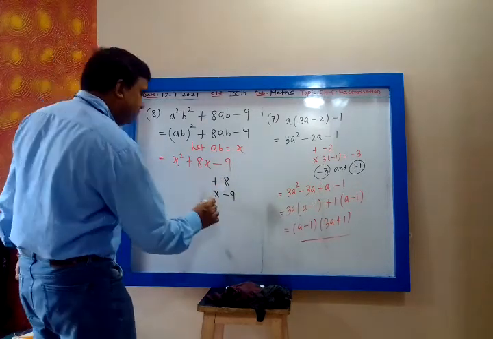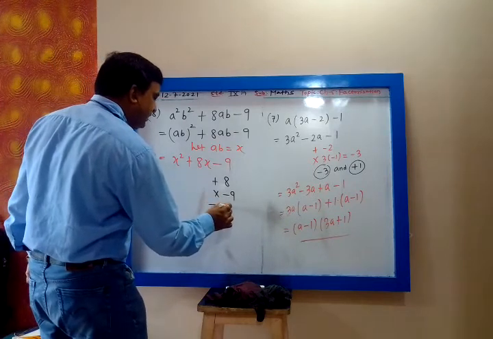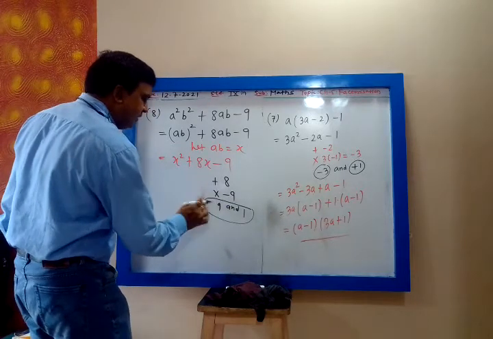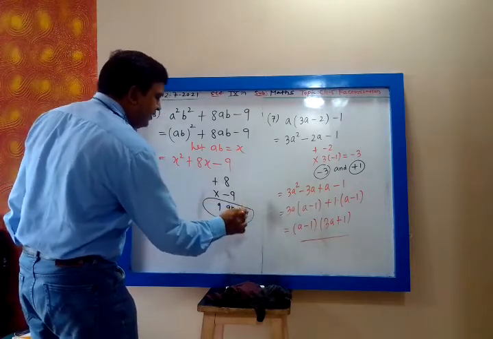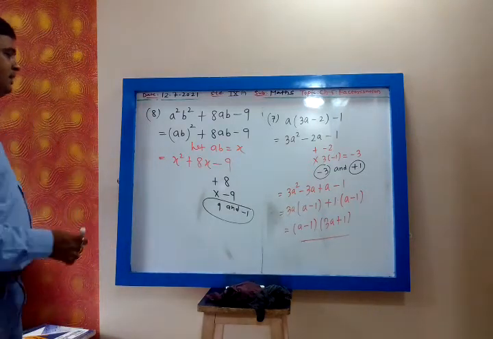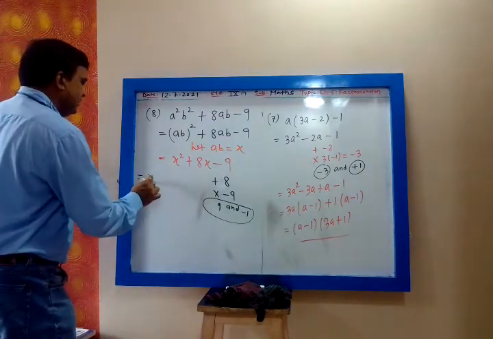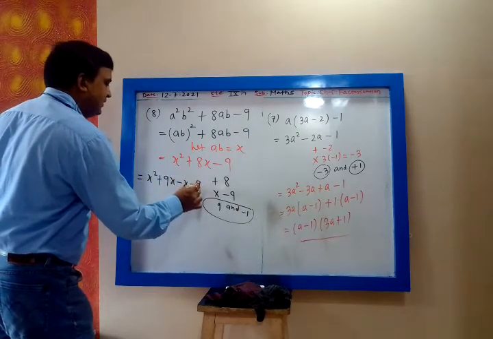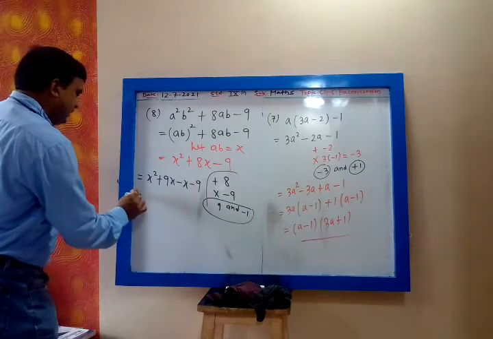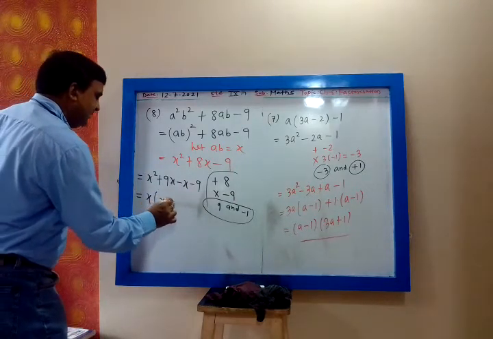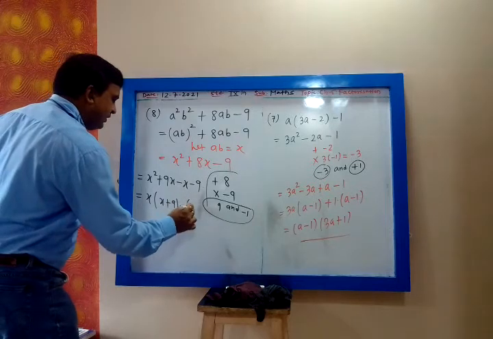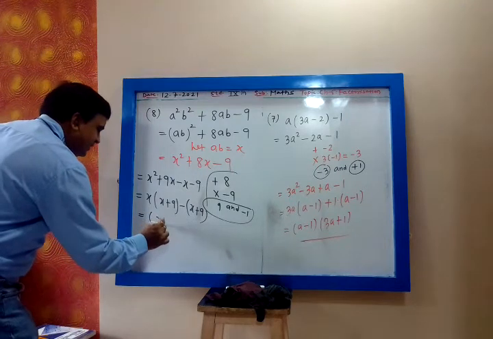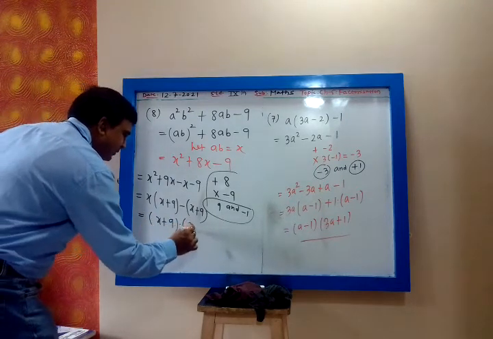So 9 and minus 1. These are two numbers. When you add, you will get 8. When you multiply, you will get minus 9. So this I will write as x square plus 9x minus x minus 9. Okay, so x is common, x plus 9. Then minus I will take common, x plus 9. x plus 9 is common, x plus 9 into x minus 1.